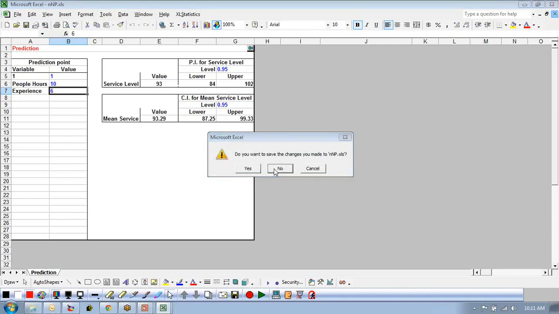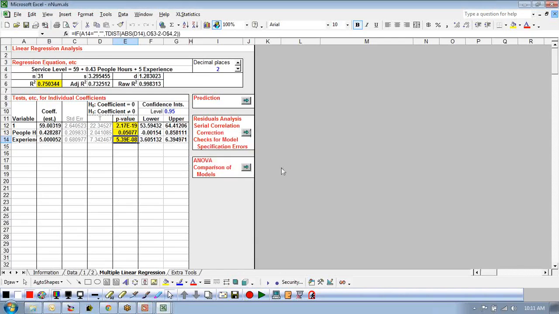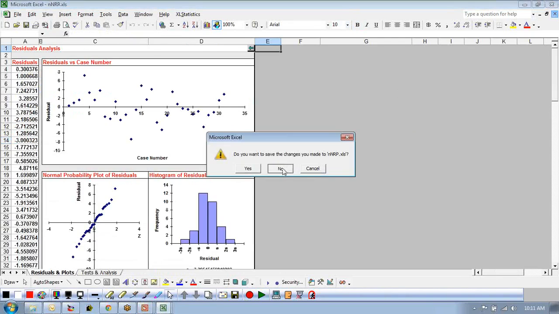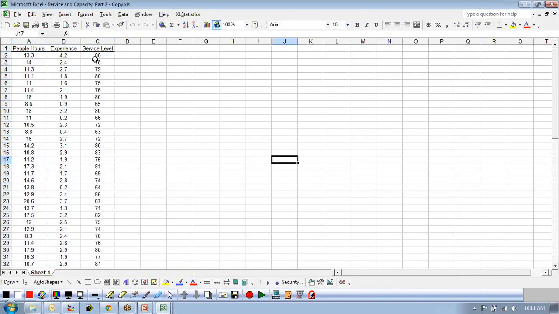Okay. Let's close this down, and we'll close this down. We'll close this down. There we go. So that's our service level. Now I want to also do an example. Now the real question would be, what would happen if we had, instead of just 2 predictors, a bunch of predictors?